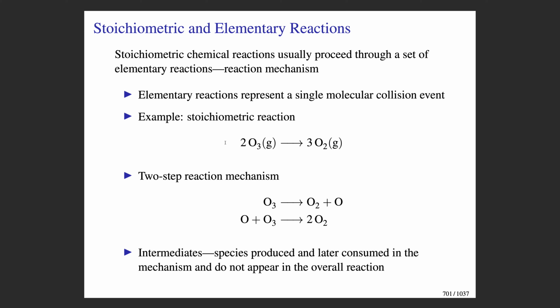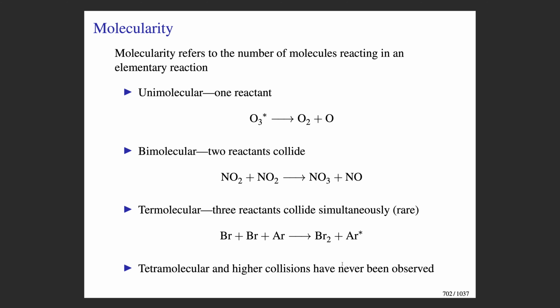So there's a difference between stoichiometric chemical equations and elementary steps. The molecularity is used to classify different elementary reaction steps. An elementary reaction with only one reactant is called unimolecular. The star here is meant to highlight that the ozone molecule needs to be excited in order to decompose. You have one reactant, and so we would classify this, if it is an elementary step, as a unimolecular reaction. When you have two reactants colliding with one another, it's said to be bimolecular.